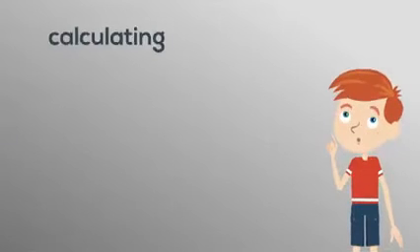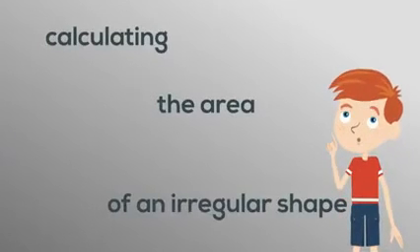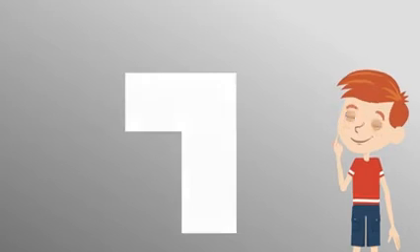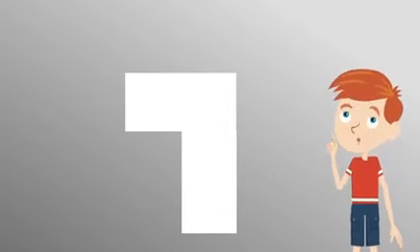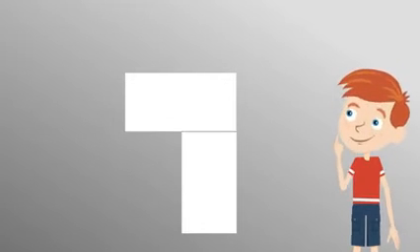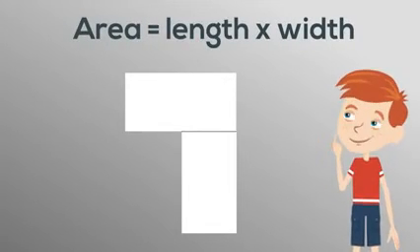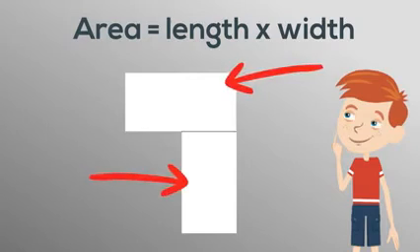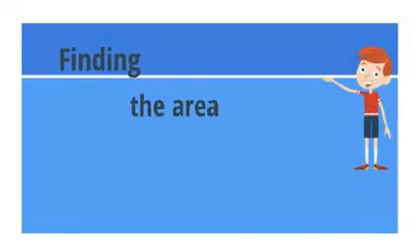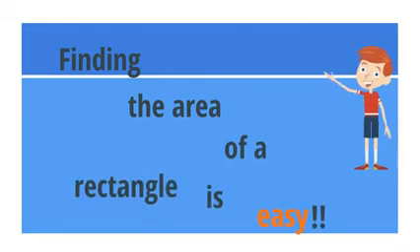Now we'll have a go at calculating the area of an irregular shape. Here is the floor plan of a house. Can you see how we can divide this irregular shape into 2 rectangles? There are a couple of ways we could do it. One is like this, and another is like this. Then, we'd just have to use our rule, area equals length times width, to work out the area of both rectangles. Finding the area of a rectangle is easy.